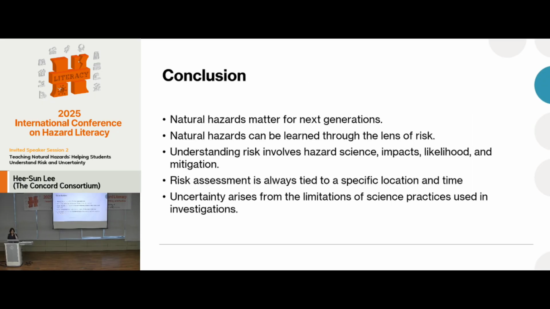So the conclusion of this talk: natural hazards matter. We all teach them. The risk concept, we break down into four for middle and high school students. Risk can be taught as a whole of four concepts or as a part of the concepts. But the curriculum as a whole can make it up to address all four elements. Thank you.